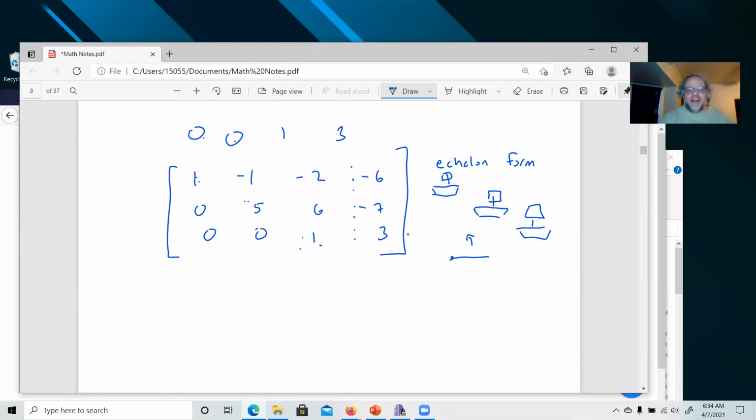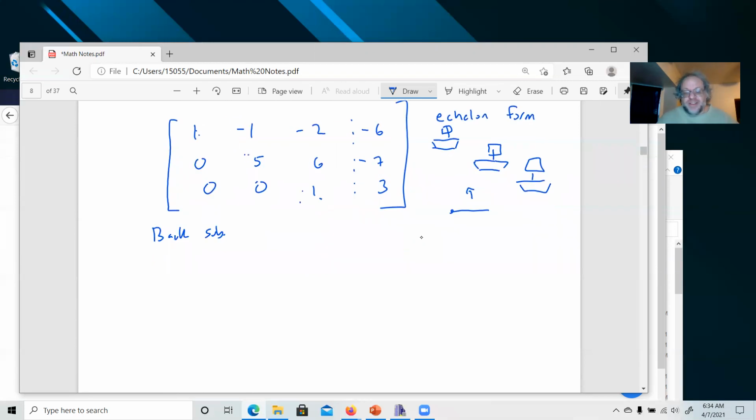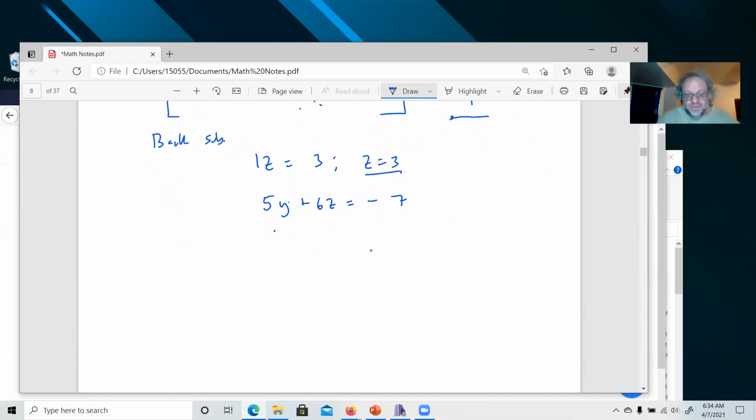All right, at this point, now we're going to back substitute. We're going to back substitute because at this point we have 1z is equal to 3. I think we can guess that z is equal to 3 here. And now we're going to go back one step up. So we're going to say, well, this is 5y plus 6z is equal to negative 7. I'm just pulling it back here and putting the variables back in. So this is 5y plus 6 times 3 is equal to negative 7. 5y plus 18 equals negative 7. 5y equals negative 24, negative 7 minus 18.